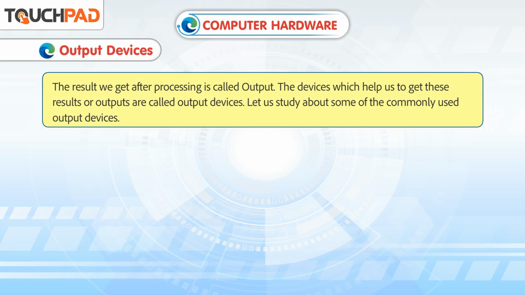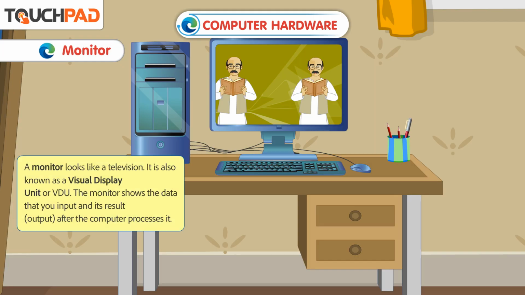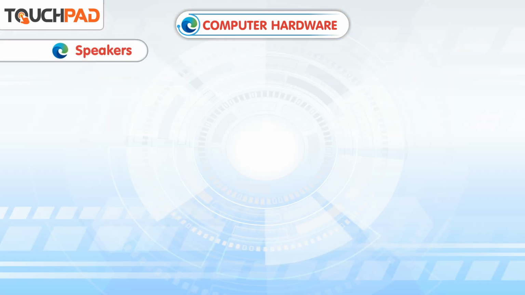Output devices. The result we get after processing is called output. The devices which help us to get these results or outputs are called output devices. Let us study about some of the commonly used output devices. Monitor. A monitor looks like a television. It is also known as Visual Display Unit, VDU. The monitor shows the data that you input and its result, output, after the computer processes it.